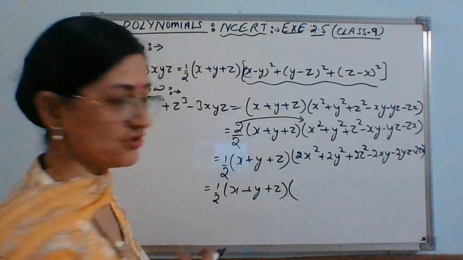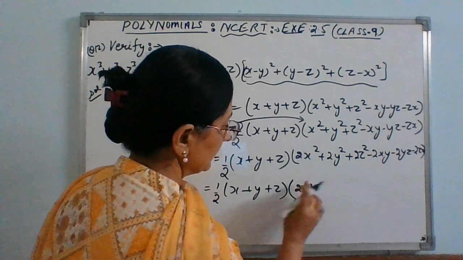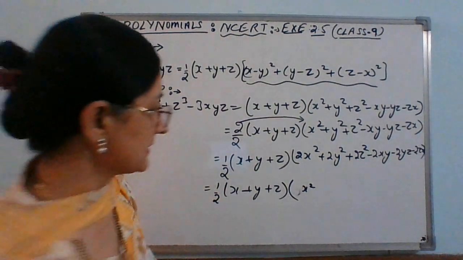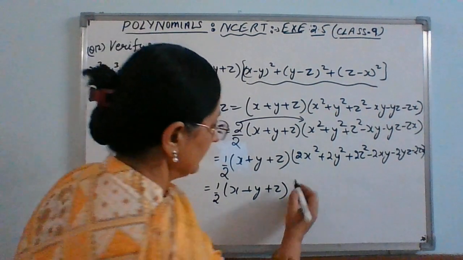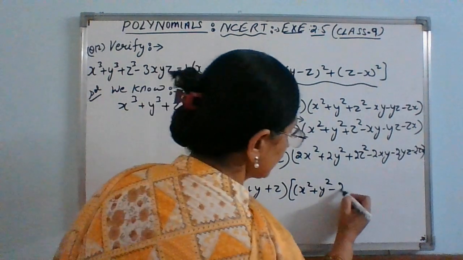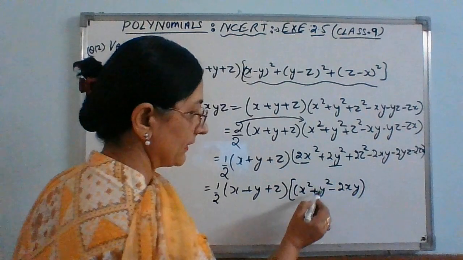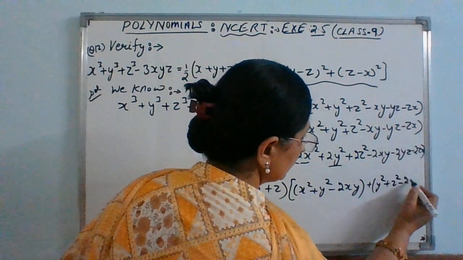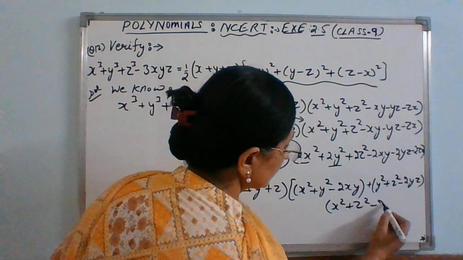Now, I'm going to arrange here. How to arrange? I'm writing not 2x square, only 1x square, right? I'm just grouping them. How? x square plus y square, and here minus 2xy. I'm writing 3 terms this way. There are 2x squares; I've written 1x square, and 1y square. Now here I'm writing y square plus z square minus 2yz. And in the third bracket I'm writing x square plus z square minus 2zx.